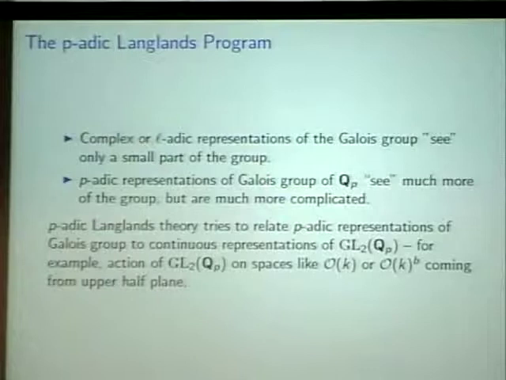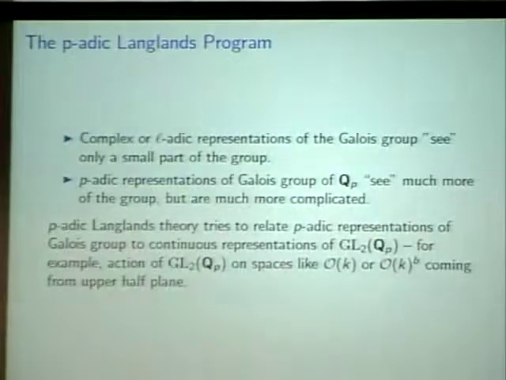And those are a kind of representation which you don't see as well if you look only at complex or l-adic representations. So the classical local Langlands program only attempts to account for these complex or l-adic representations. And if you want to see the p-adic representations, suddenly you have a lot more to see and you need to account for them.